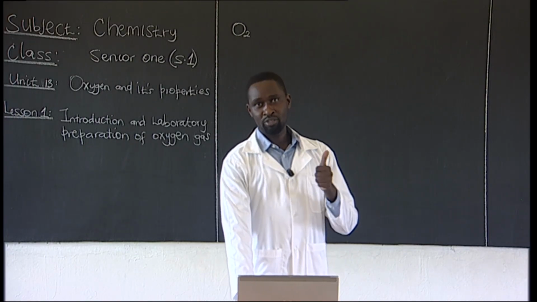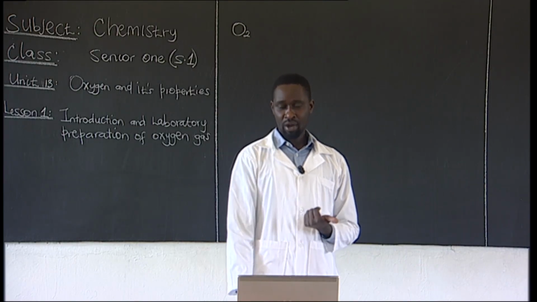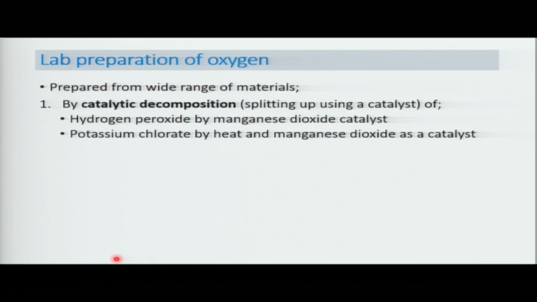So that is about its natural occurrence and how it exists. Now let's go to how it is prepared in the lab. Yes, it is available within the atmosphere, we can see it, but can we prepare it in the lab if we want to use it instead of using what is in the atmosphere?